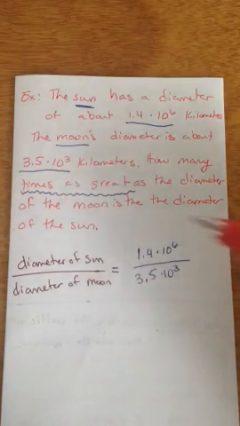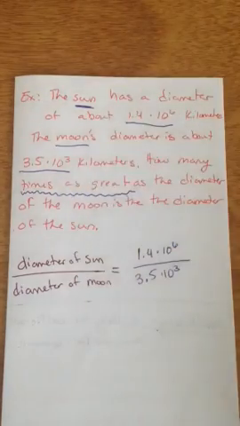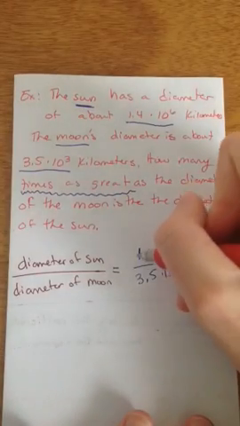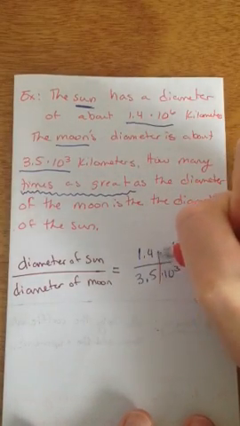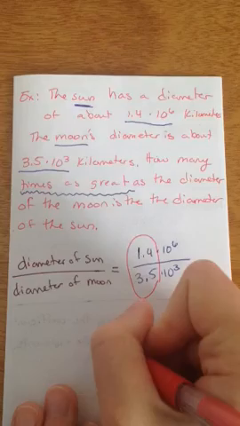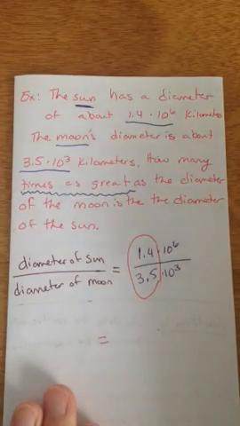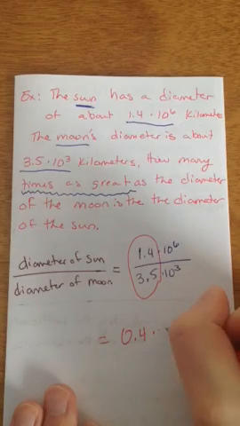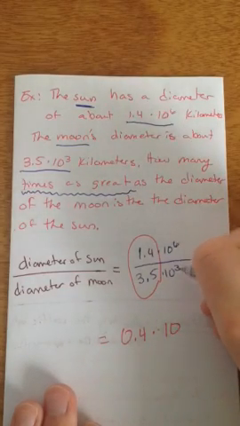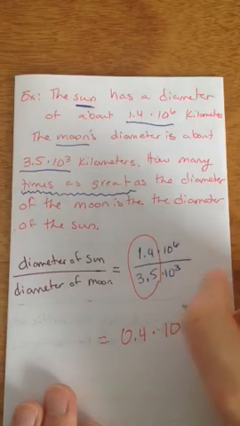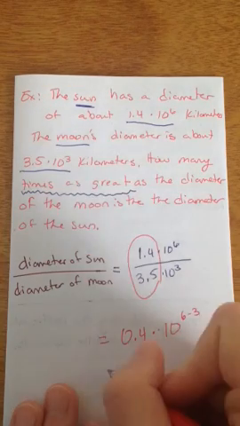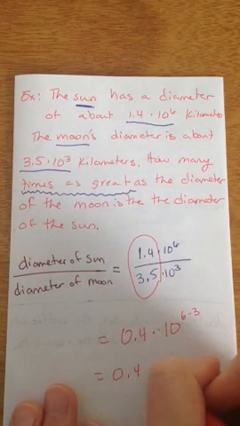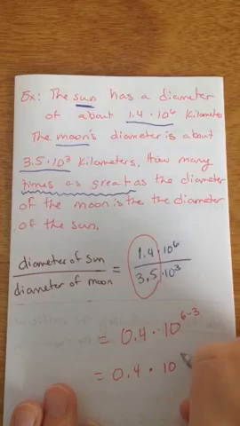So now that we have the problem set up, we're doing the division just like we were doing before. So 1.4 divided by 3.5, because I divide my coefficients first. And again, you can pop that in the calculator. And that's going to give me 0.4 times 10, and I subtract my exponent since it's division, 6 minus 3, which some of you don't have to do that step, and that's okay. 6 minus 3 is 3.